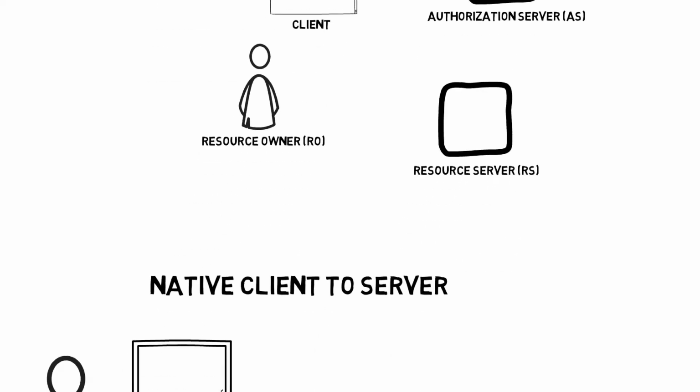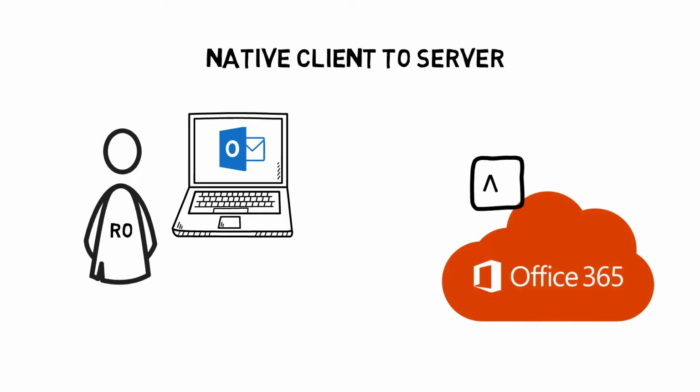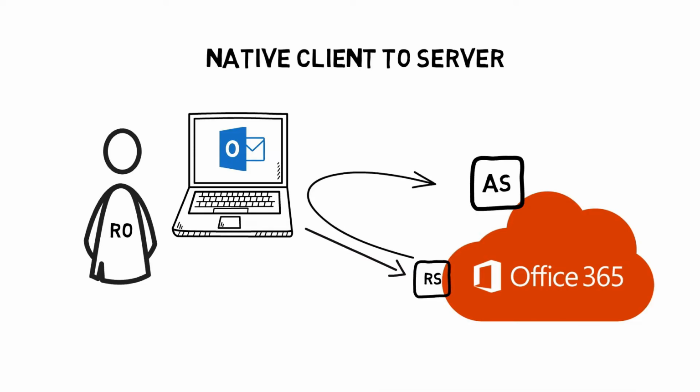Let's move on to a common implementation of OAuth 2.0. Here you have installed a native application, Outlook in this example. The backend is Office 365, which hosts both the authorization server and the resource server. When you launch the client for the very first time, it connects to the backend, but since Outlook doesn't present a valid access token, it must first obtain one from the authorization server.